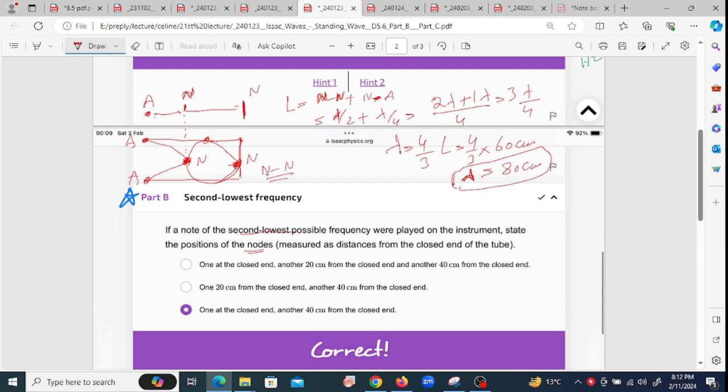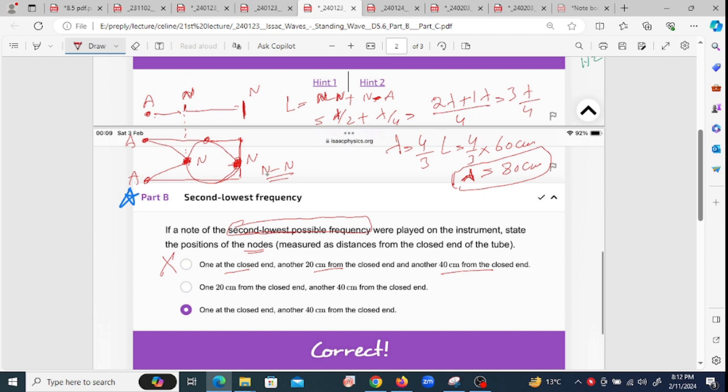Okay. So when one end is closed, one node is at the close end. So there are three options. One at the close end, this is correct, and another 20 centimeter from the close end, another 40 centimeter from the close end. So there are three nodes in this. Option A says there are three nodes, one at the close end, the second at 20 centimeter away, and then 40 away. This is wrong, because for the lowest possible frequency, or the second harmonic, we have only two nodes, not three nodes. So this is the wrong option.